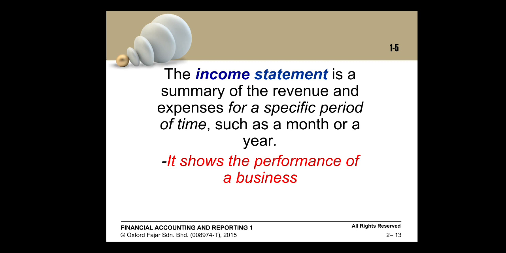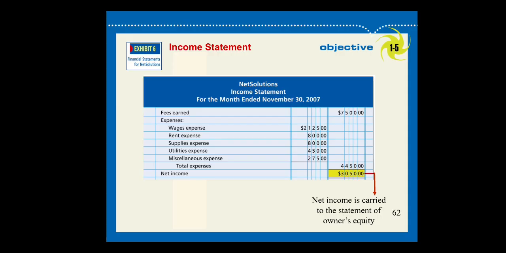In accounting, if a business is making profit, we can say that the business is performing well. If a business is making loss, then we say that the business is not performing well. If a business is making loss, then we say that the performance of the business is not good. Okay, this is an example of an income statement. This is income statement for a service business. Very easy.